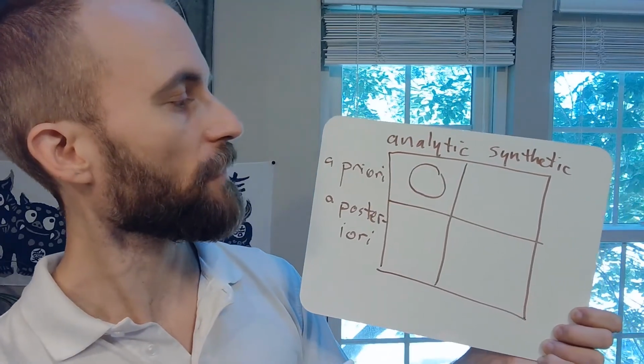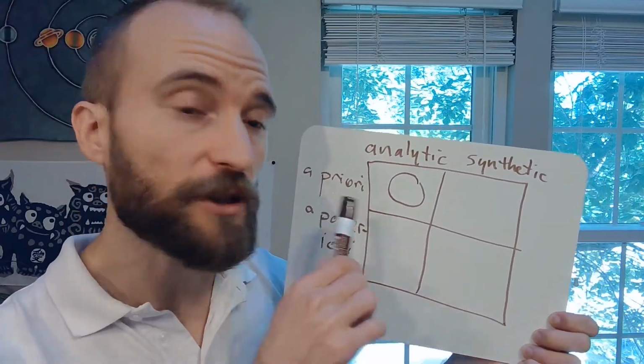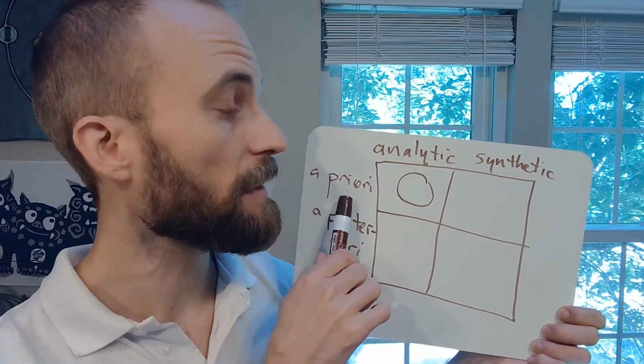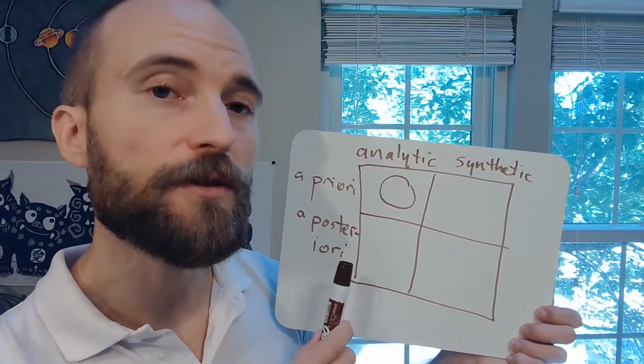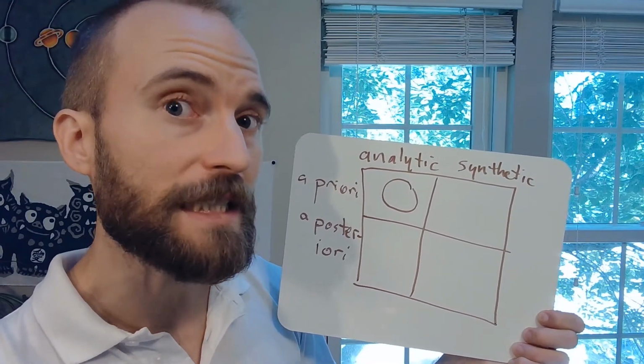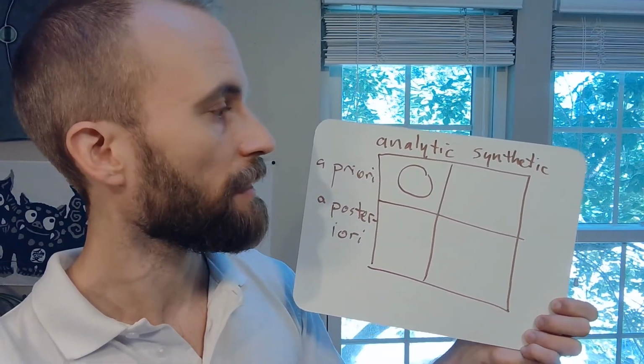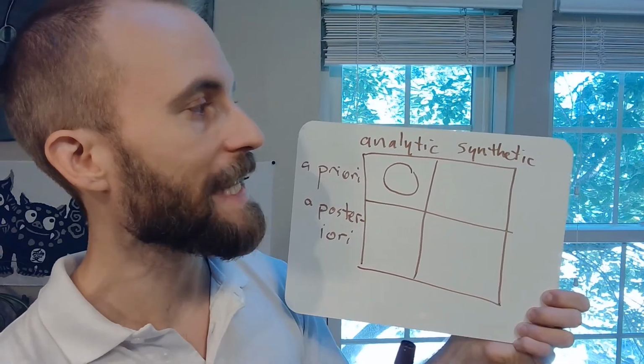That's easy enough. Okay, so why? Because remember, you don't have to experience these things. They're a priori. You don't have to experience these things to know them true, and they're inherent to themselves. They're part of the definition of what it is to be that thing.